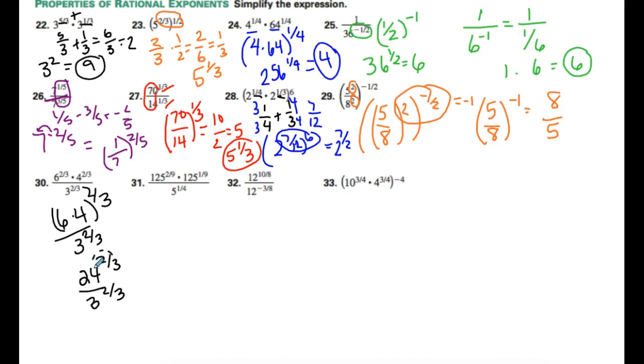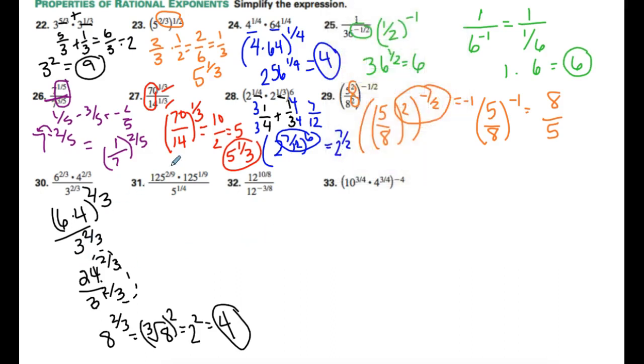And because my exponents match right here, I can factor them out again. 24 over 3 is 8 to the 2/3 power. Okay, and so this is the same thing as the cube root of 8 squared. So the cube root of 8 is 2, and 2 squared is 4. The answer to number 30 would be 4.